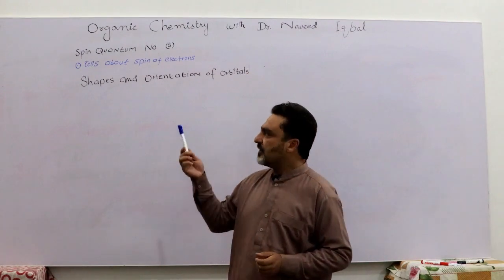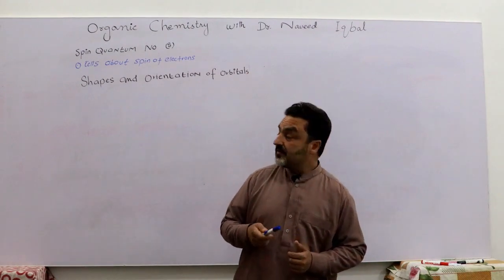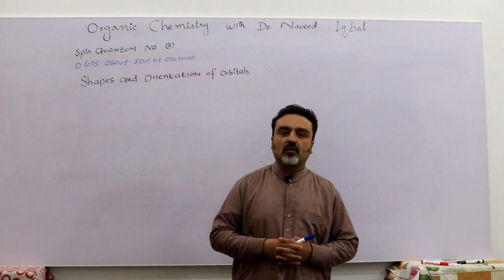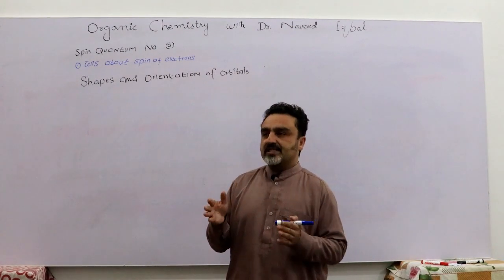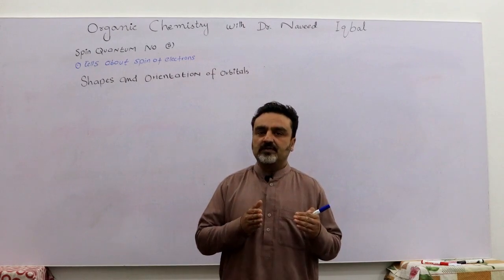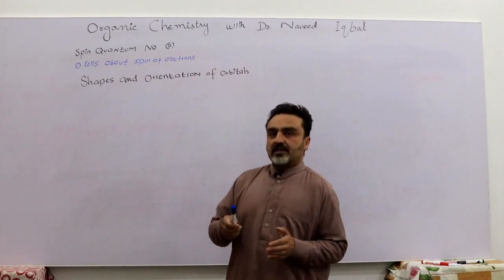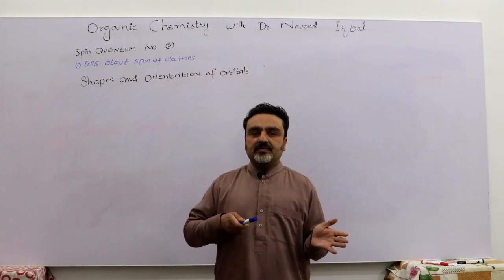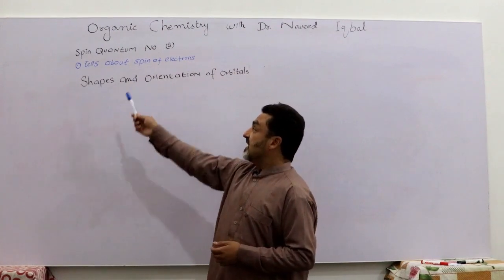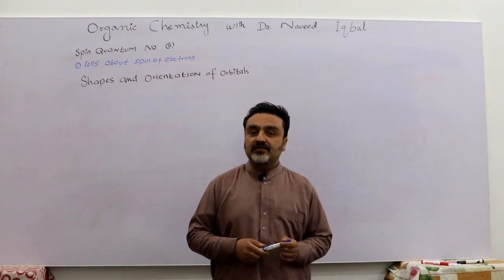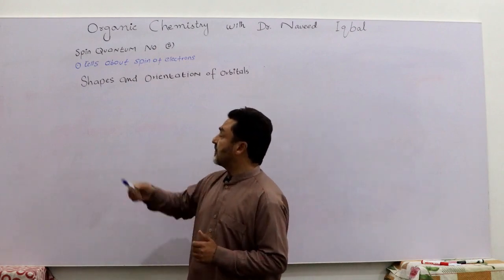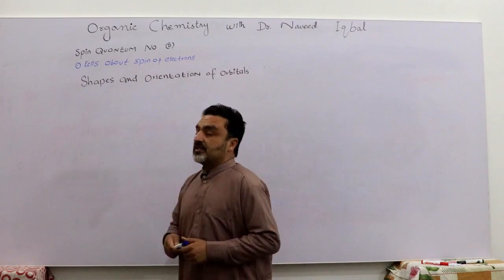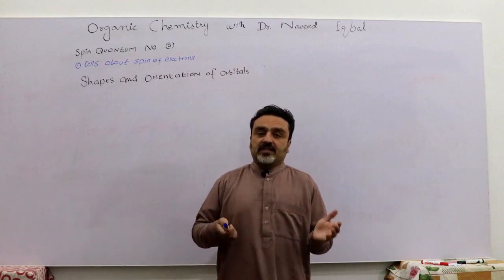Today we will be discussing the shapes and orientations of orbitals, how the orbitals look in space and how many there are. But first of all, we have some unfinished business: the spin quantum number. We have to finish explaining it too. So what does it tell us, and what are they?